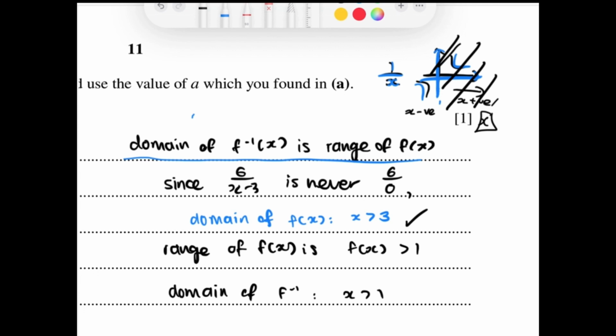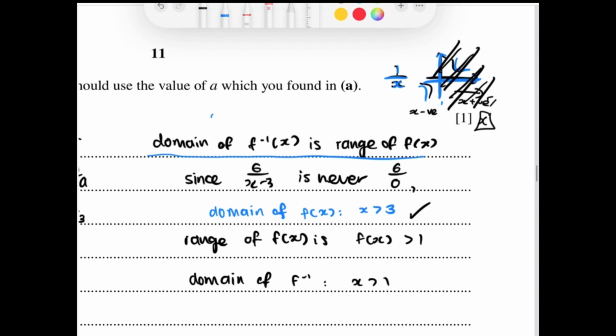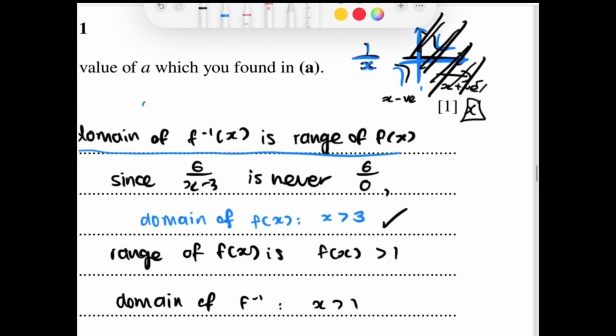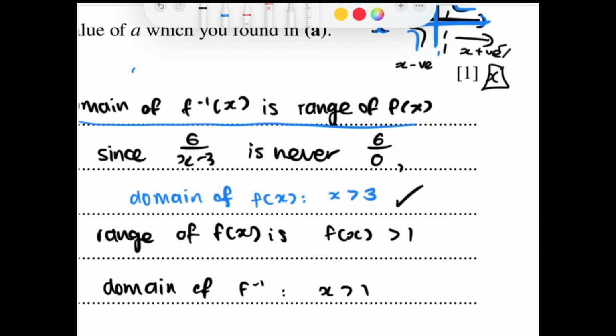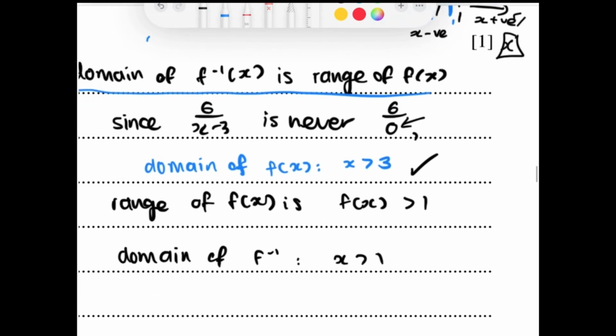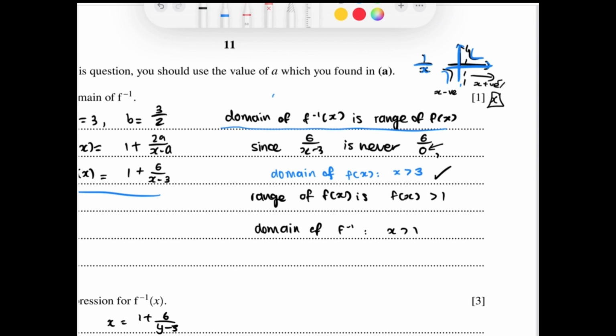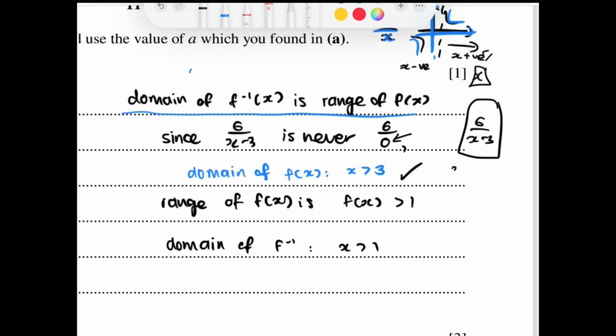So since we know that the domain of f of x is larger than 3, we know that we're looking at this side. So my x value will always be greater than a certain positive value. It will always be greater than the asymptote. And since we know that the denominator can never be 0, I'm going to imagine the whole value 6 over x minus 3 as 0.